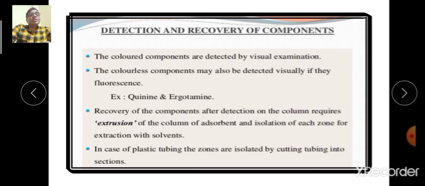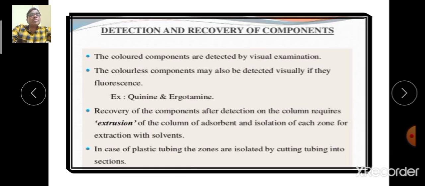The colored components are detected by visual examination. They are seen by the eye. The colorless components can also be detected visually if they give fluorescence. Now after detecting the components, those that are separated must be recovered from the column.